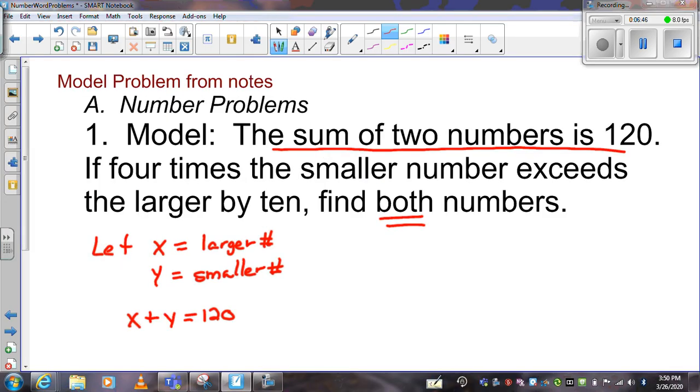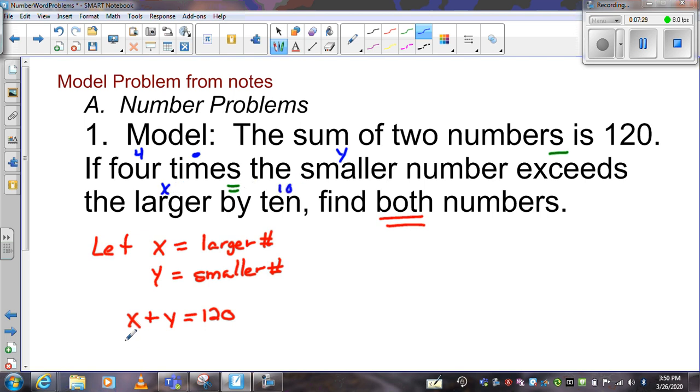Your second equation is going to come from your second sentence. So I'm going to do that in a different color here. I'm going to do exactly what I did before. I'm going to use my trick and write right above the words. So 4 times the smaller, my smaller number is y, exceeds, okay, let's use that exceeds trick. Over the word exceeds, we're going to put minus. And if you look around, find the word by, that's going to be your equals. So 4 times the smaller exceeds, there's your minus, the larger, my larger is x, by 10.